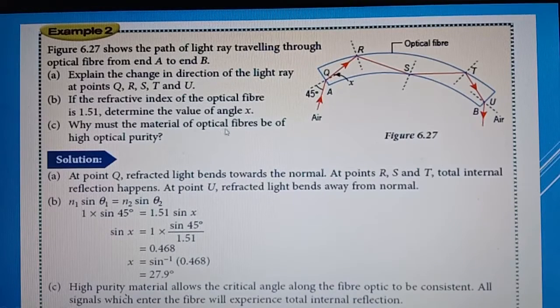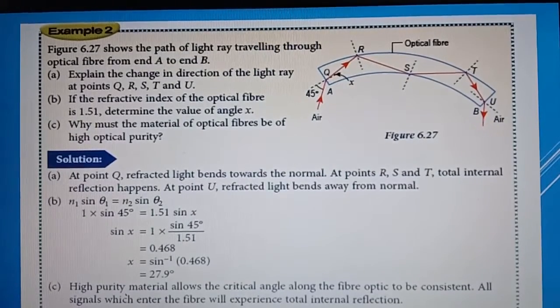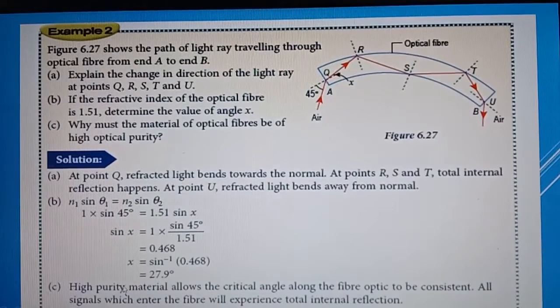C, why must the material of optical fibers be of high optical purity? High purity material allows the critical angle along the fiber optic to be consistent. All signals which enter the fiber will experience total internal reflection. So that we have a constant value of critical angle, because for high purity material, of course, it will have one density, which is always constant at all points.